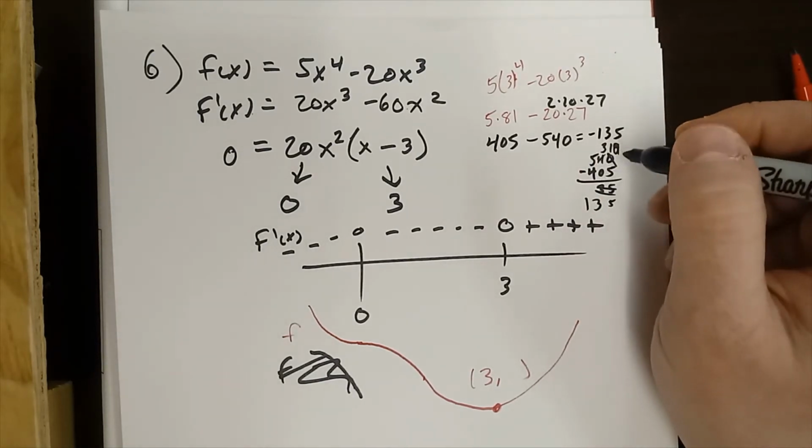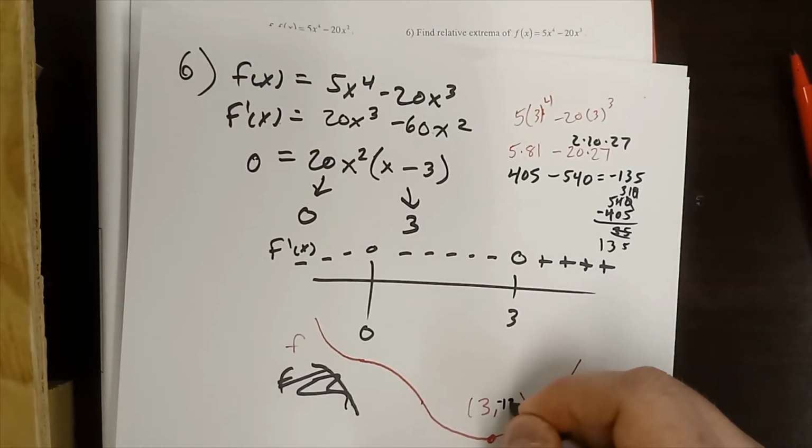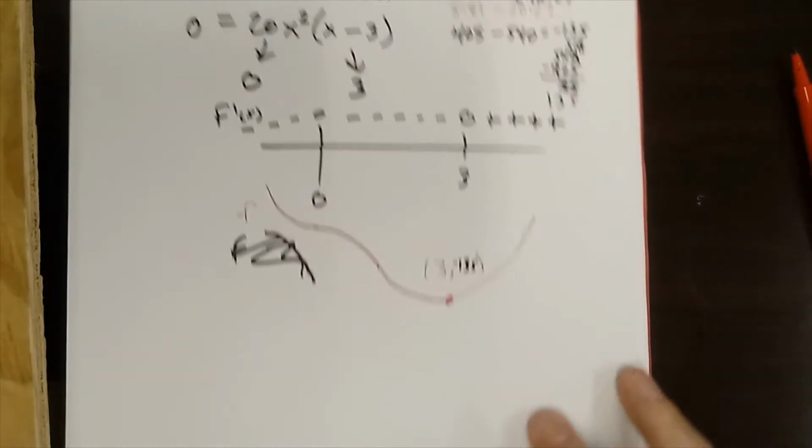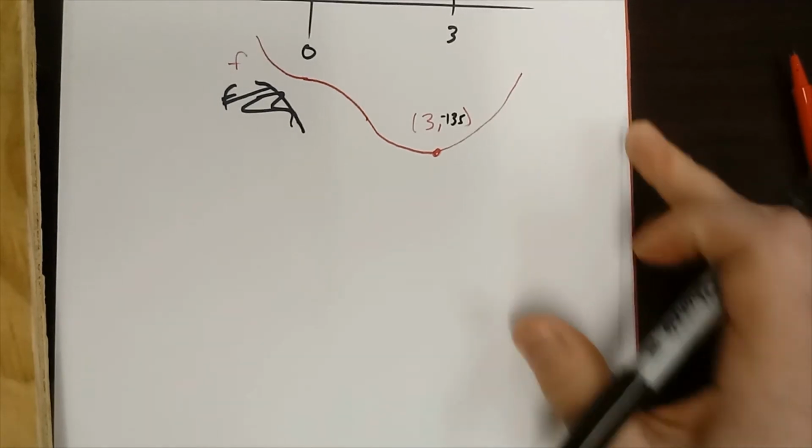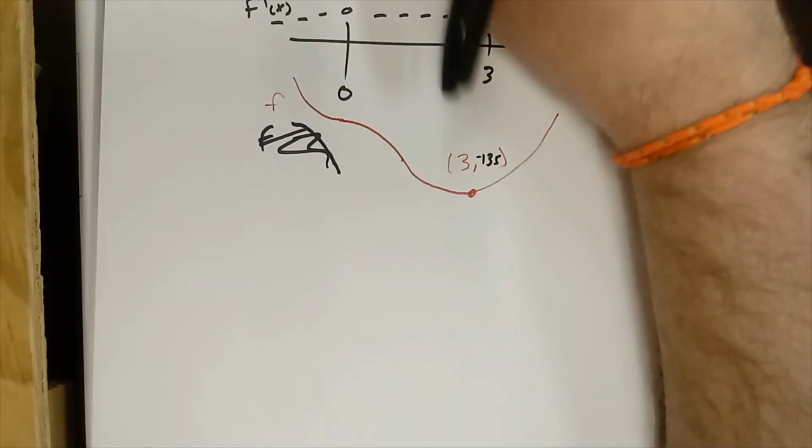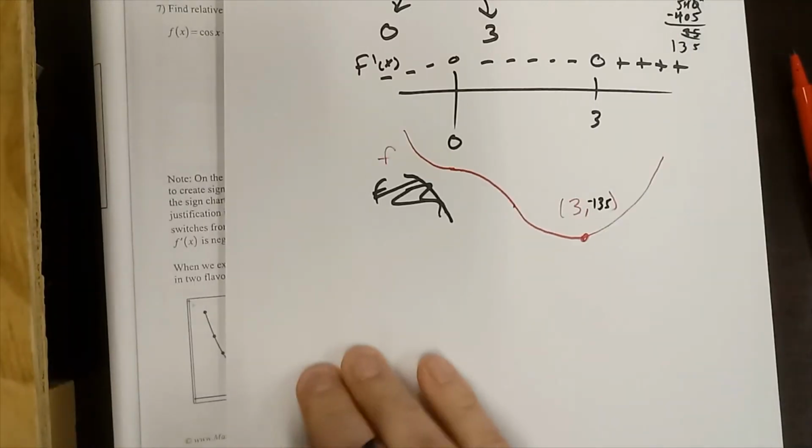Okay, well, that's a nice simple y value there. 3 comma negative 135. No big deal. Oh yeah, I go to that point all the time. All right, let's see what's next.